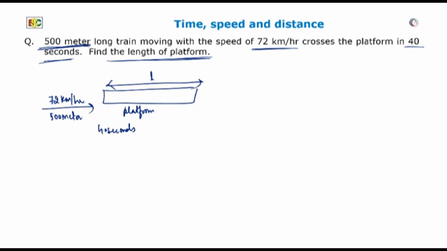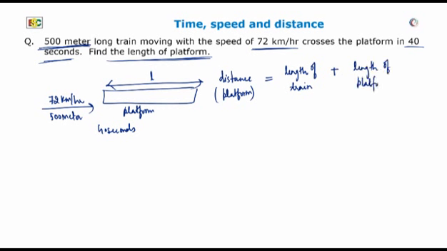We studied in our learning videos that train covers the distance while crossing a platform equal to its own length, that is length of train, plus length of platform. Now the length of train is given in the question, that is 500 meter.